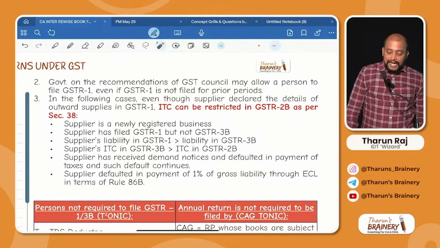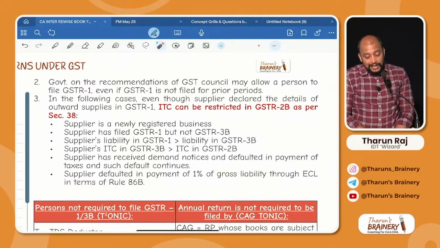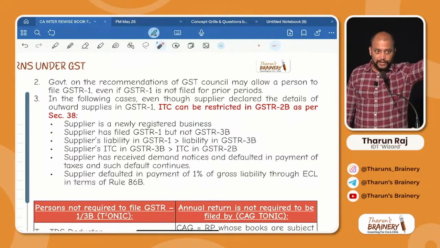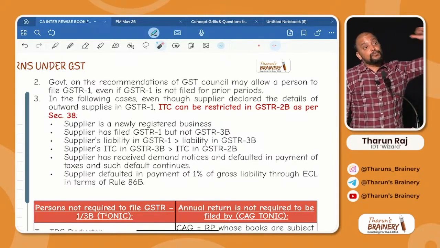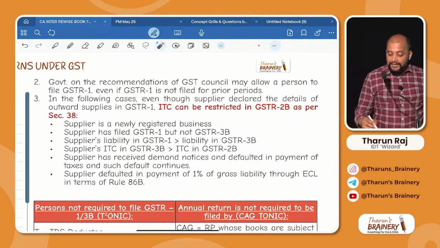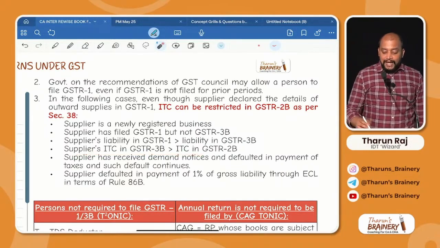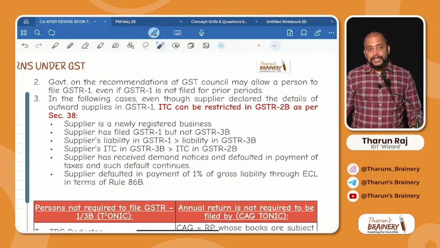Then the supplier's liability in GSTR 1 is greater than 3B. Means he paid the liability less. Okay. Or he availed more ITC, that is, the supplier availed ITC in 3B greater than 2B. The supplier has received demand notices. Means what?